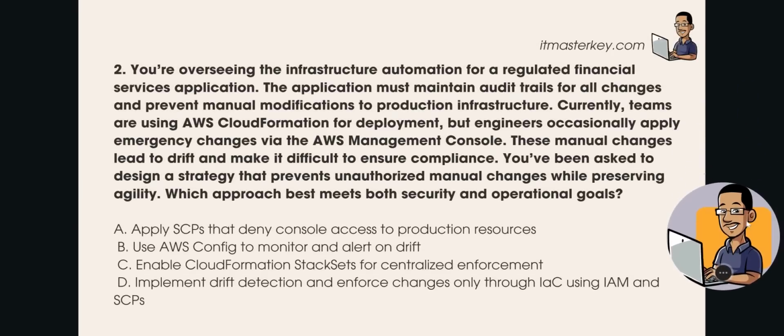All right, next up, you're overseeing the infrastructure automation for a regulated financial services application. The application must maintain audit trails for all changes and prevent manual modifications to production infrastructure. Currently, teams are using AWS CloudFormation for deployment. Engineers occasionally apply emergency changes via the AWS Management Console. These manual changes lead to drift and make it difficult to ensure compliance. You've been asked to design a strategy that prevents unauthorized manual changes while preserving agility. Which approach best meets both security and operational goals?